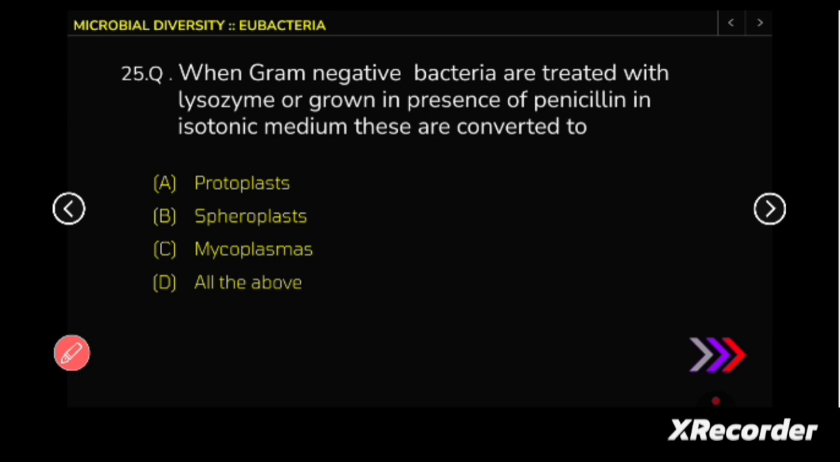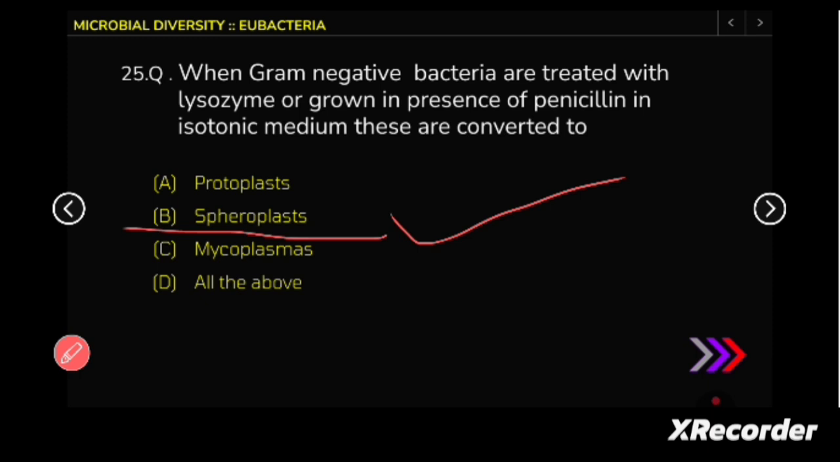Question number 25. When gram-negative bacteria are treated with lysozyme or grown in presence of penicillin in isotonic medium, these are converted to: A. Protoplasts, B. Spheroplasts, C. Mycoplasmas, D. All the above. Answer is B, spheroplasts. Gram-negative bacteria contain a bilayered cell wall, an outer membrane and an inner cell wall.